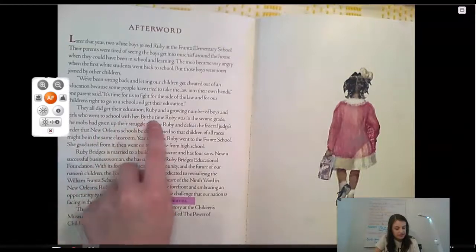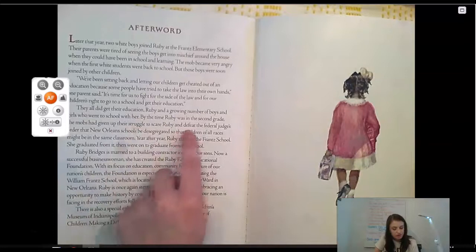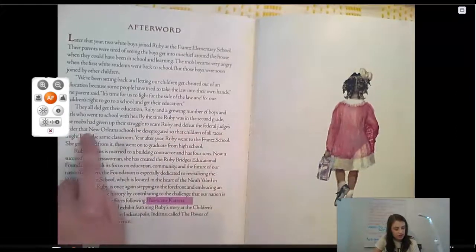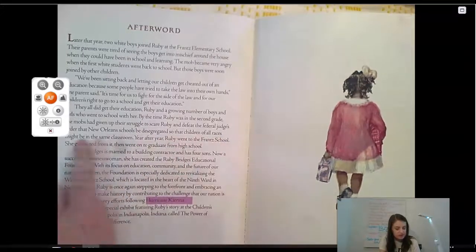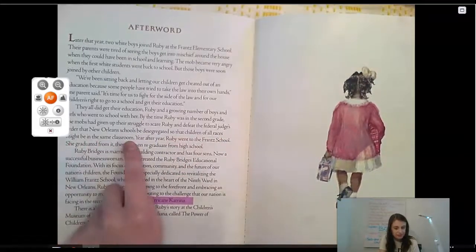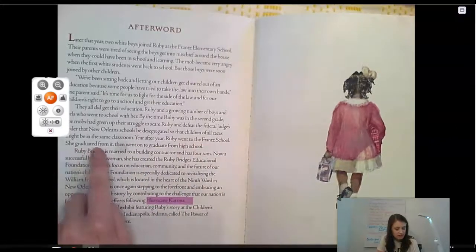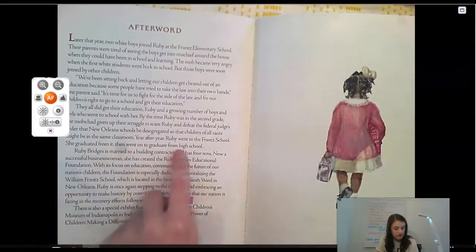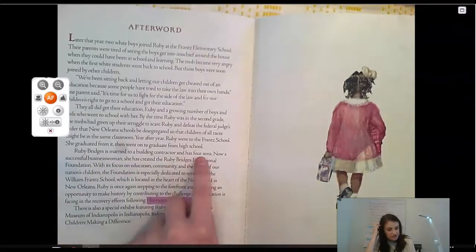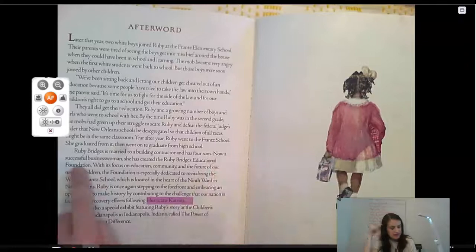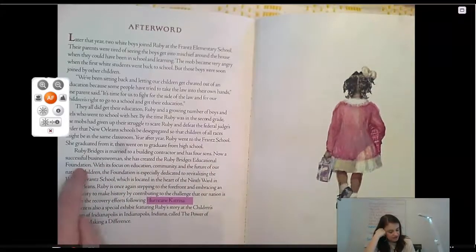By the time Ruby was in second grade, the mobs had given up their struggle to scare Ruby and defeat the federal judge's order that New Orleans schools should be desegregated so that children of all races might be in the same classroom. Year after year, Ruby went to the Franz School. She graduated from it, then went on to graduate from high school. Ruby Bridges is married to a building contractor and has 4 sons. Now a successful businesswoman, she has created the Ruby Bridges Educational Foundation.